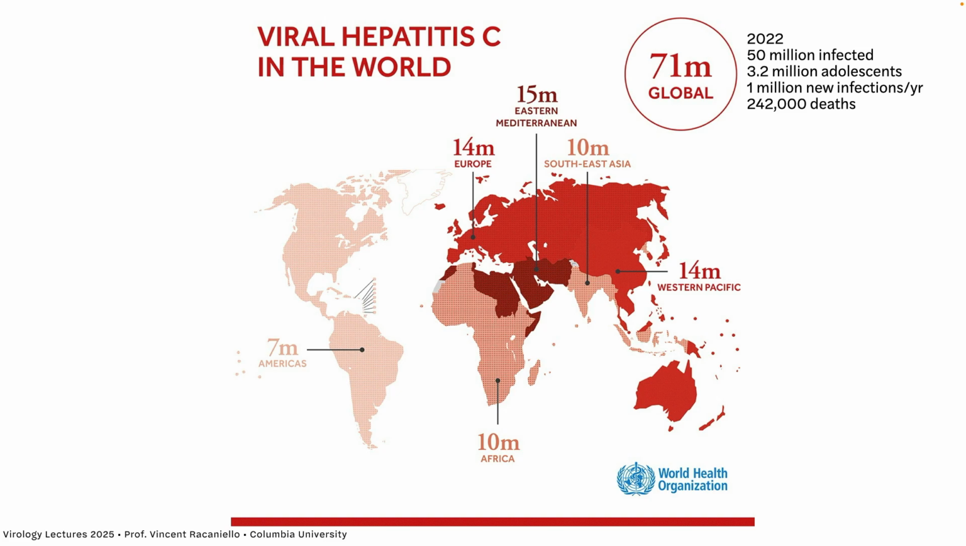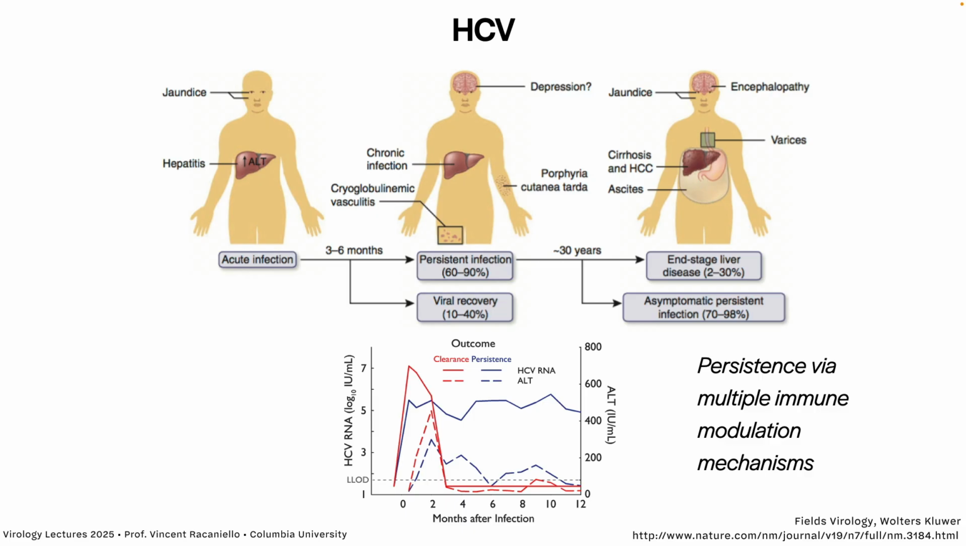We don't have a vaccine for this one. We should, so no one's complaining about vaccination. This is the global burden. Once again, 71 million in 2022. Actually, it's 50 million. 71 million was an older number, so it's slightly going down. 3.2 million adolescents, 1 million new infections a year, 242,000 deaths. So slightly less burden than Hep B.